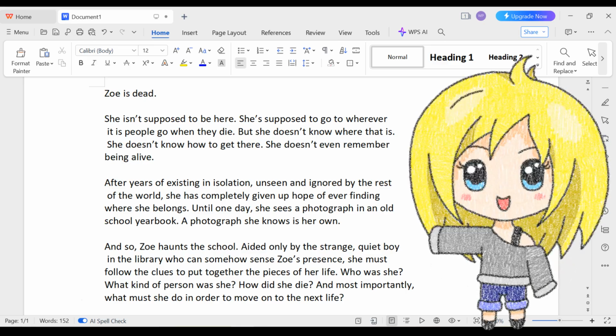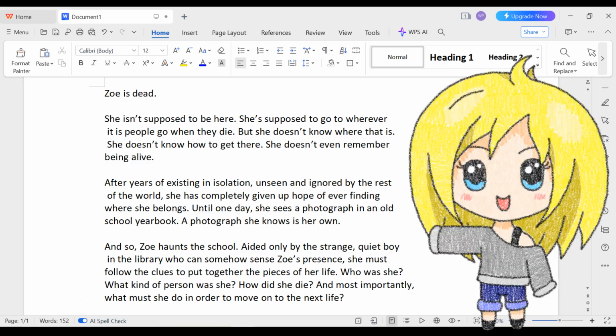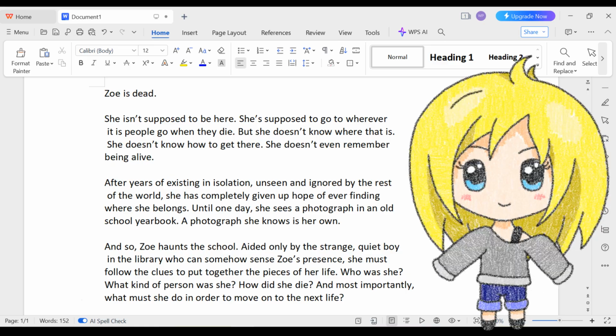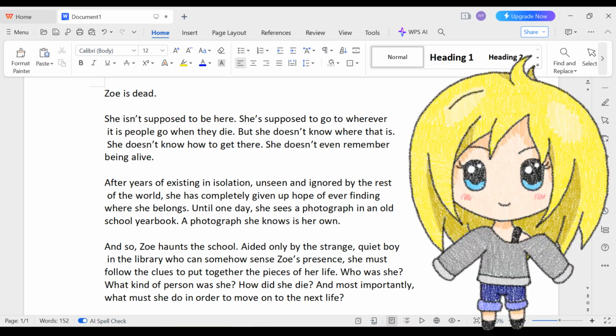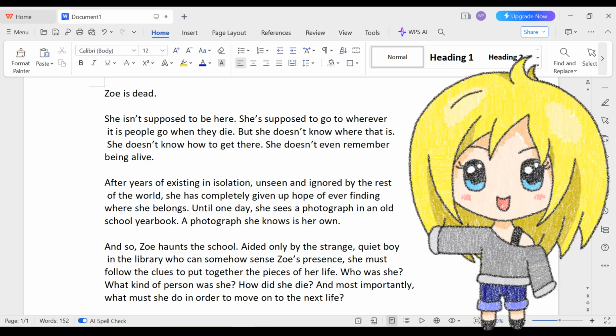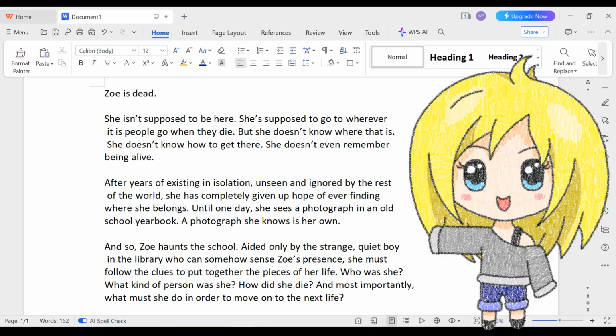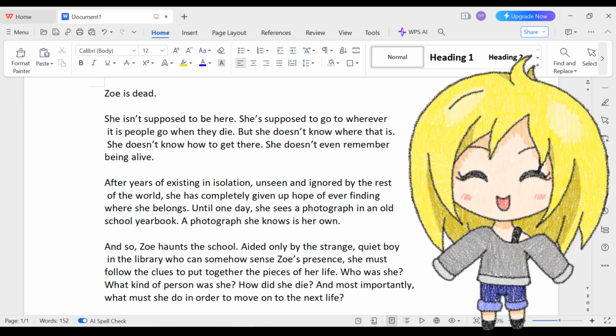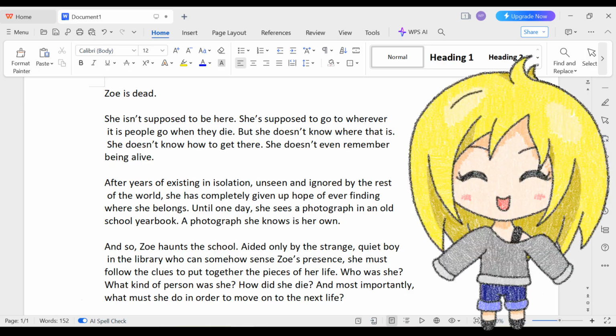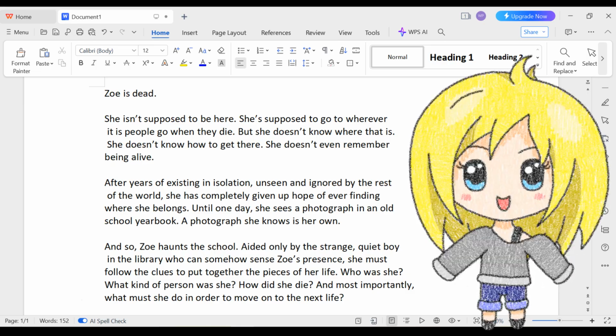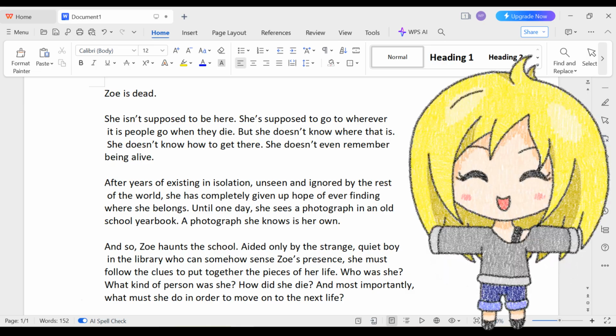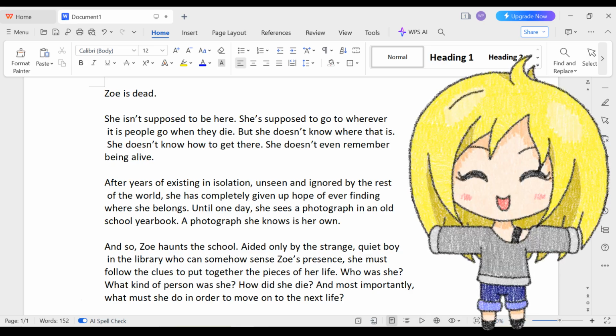Okay, so this does all the things a blurb needs to do. We know the main character's name, it's Zoe. We know the genre of the novel, it's a mystery. We know the theme of the novel, Zoe is a ghost and she wants to move on to the next life. And we showcase the most interesting aspects of the novel and get the readers wanting to know more. The readers will be asking themselves, who was Zoe? Was she a good person or a horrible person? Is she destined for heaven, hell, or somewhere else?